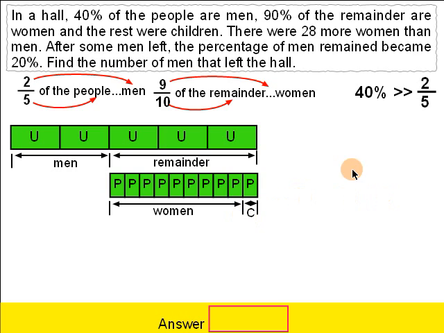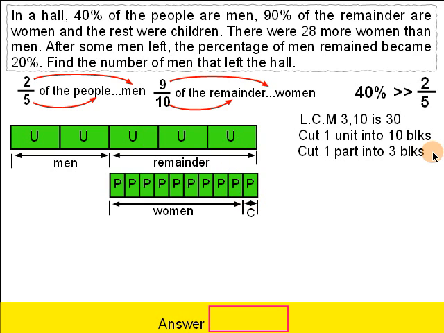Alright, so now by looking at the models here, the LCM of 3 and 10 is 30. Alright, why do we look at 3 and 10? Because over here 3 units is equal to 10 parts. Alright, that means to say that we can cut each unit into 10 blocks and each part into 3 blocks. Instead of cutting, sometimes we just want to calculate and put it down so that we don't have to mess up the whole model.